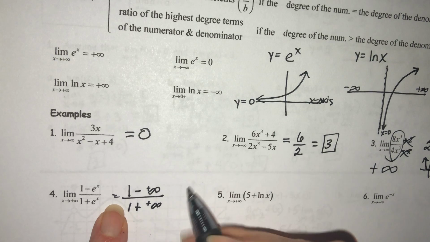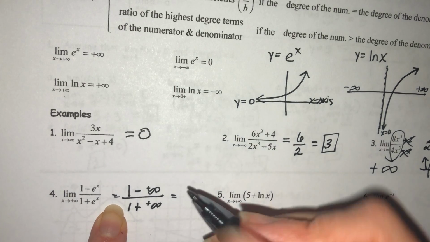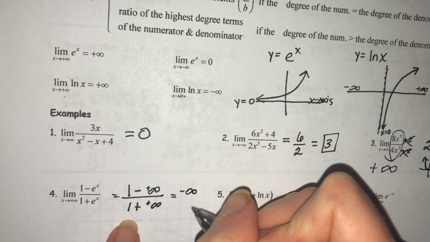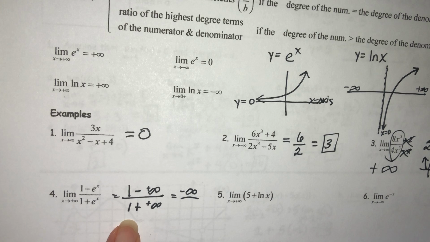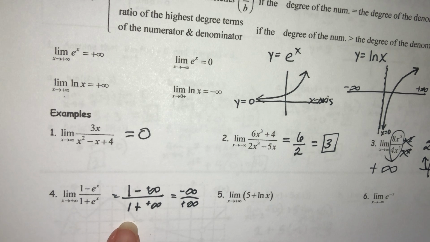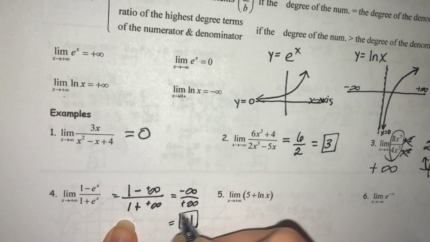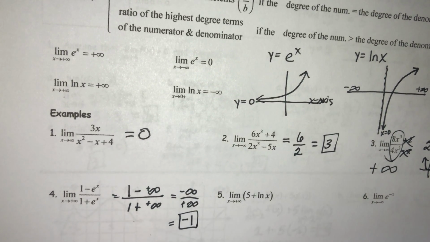What is 1 take away infinity? So I have number 1 on the number line, and then I'm subtracting infinity from it. That's negative infinity. What's 1 added to infinity? Infinity plus 1 is just infinity. Negative infinity divided by positive infinity is equal to negative 1. It's the same value, just one's positive, one's negative. So that limit is equal to negative 1.